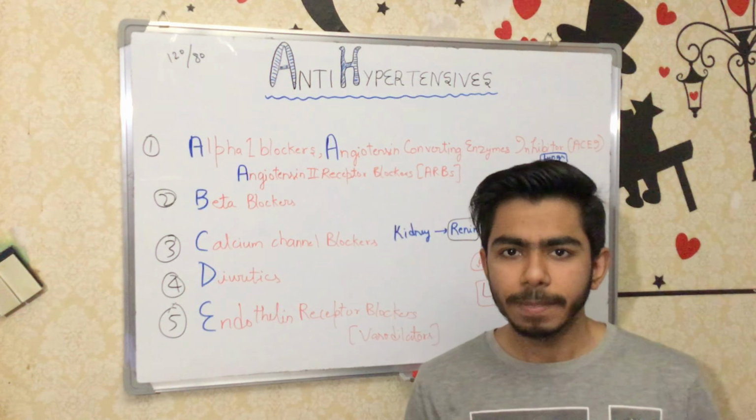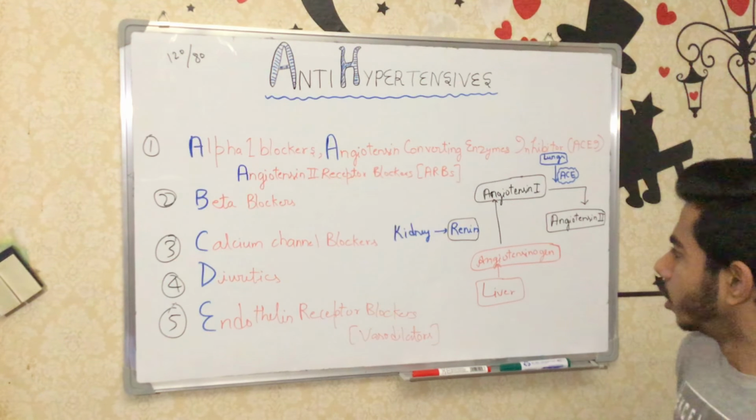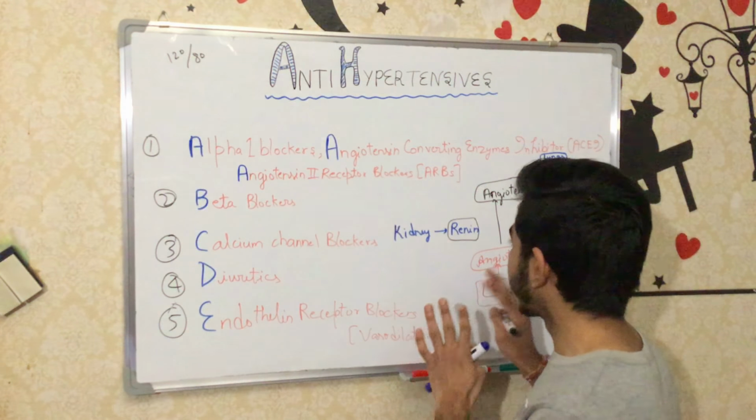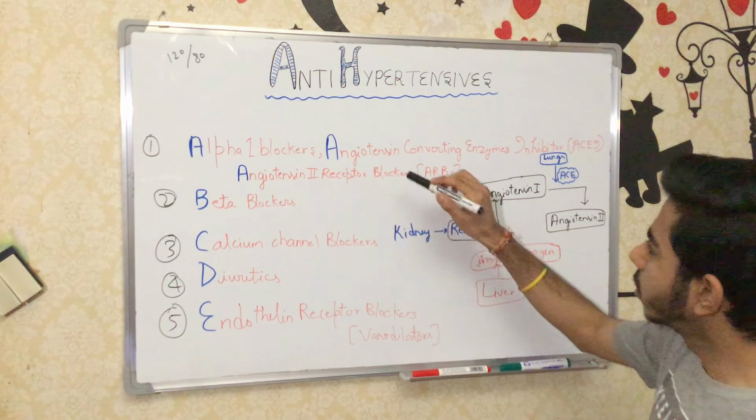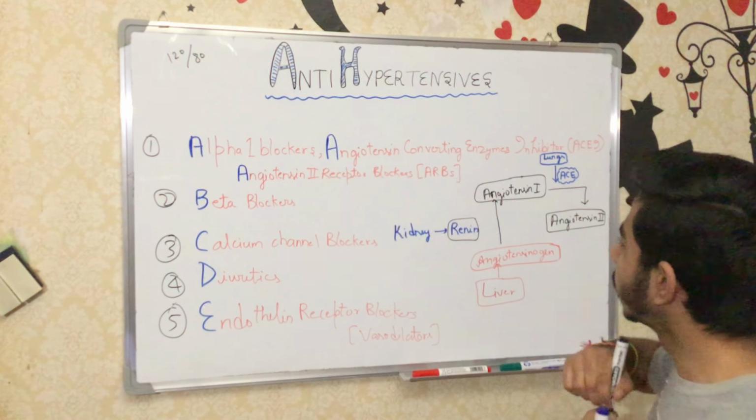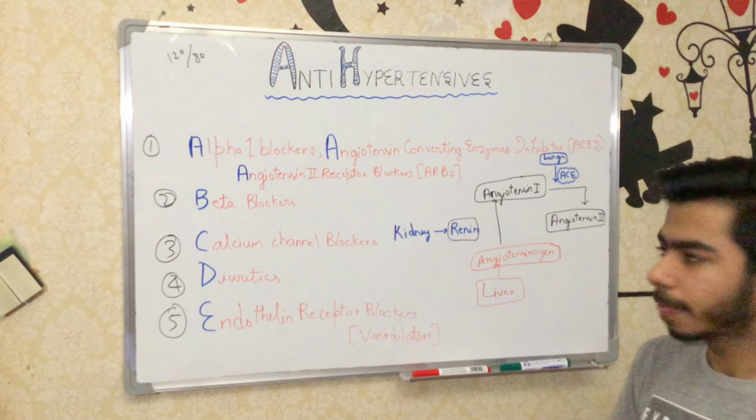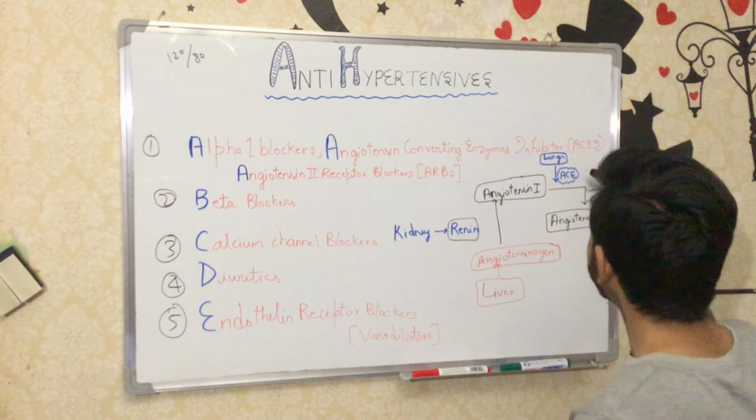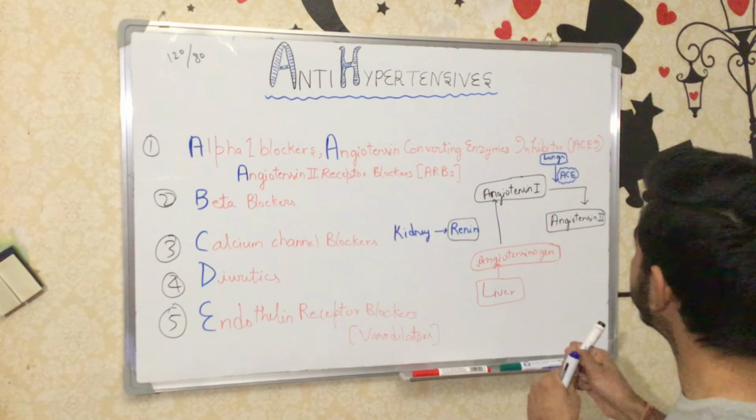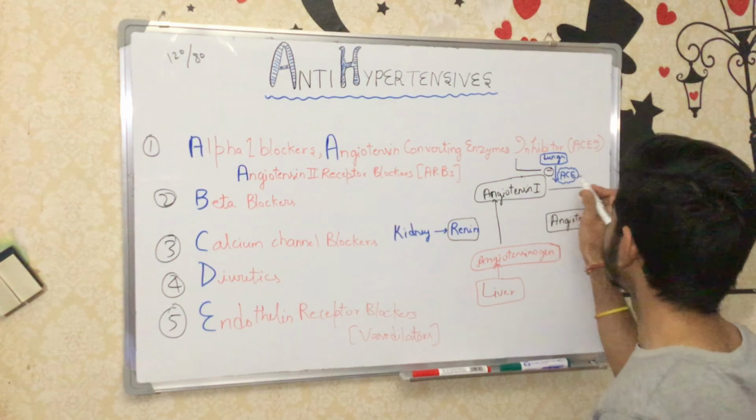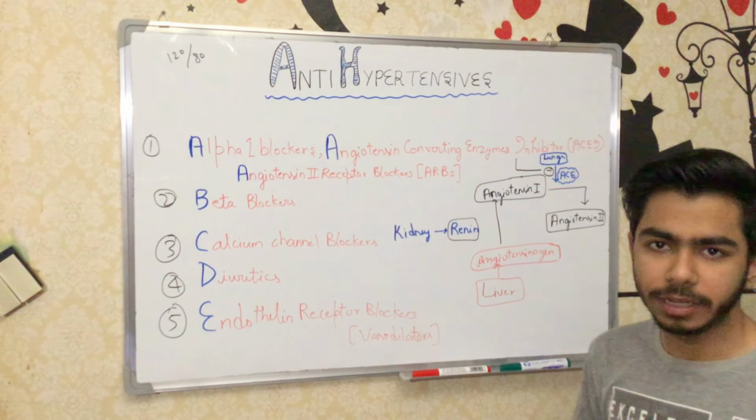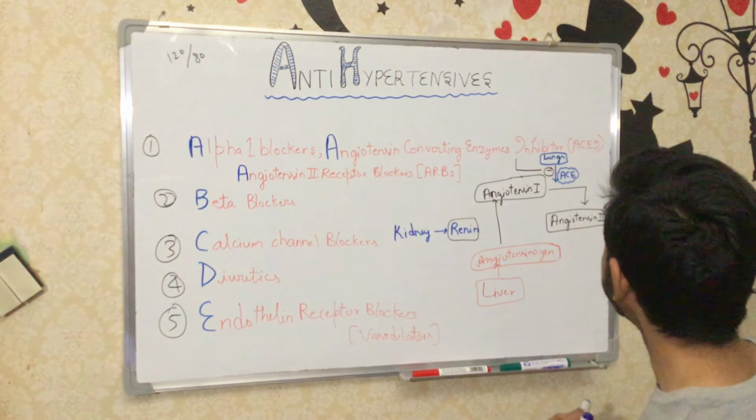So that will cause the increased blood pressure. So this is the renin-angiotensin-aldosterone system in very brief. So what is the function of the angiotensin converting enzyme inhibitors? Angiotensin converting enzyme inhibitors simply block this enzyme, angiotensin converting enzyme. Then what will it lead to?